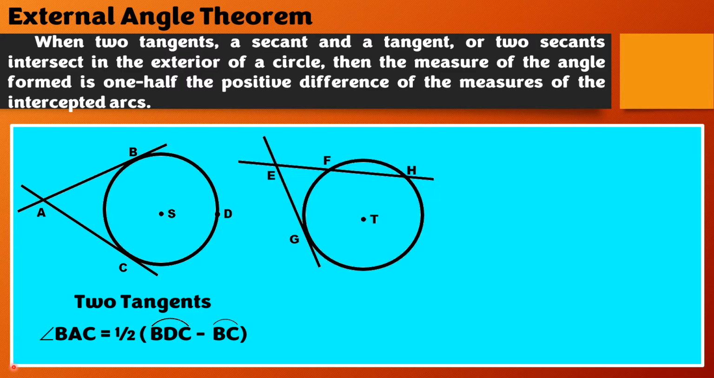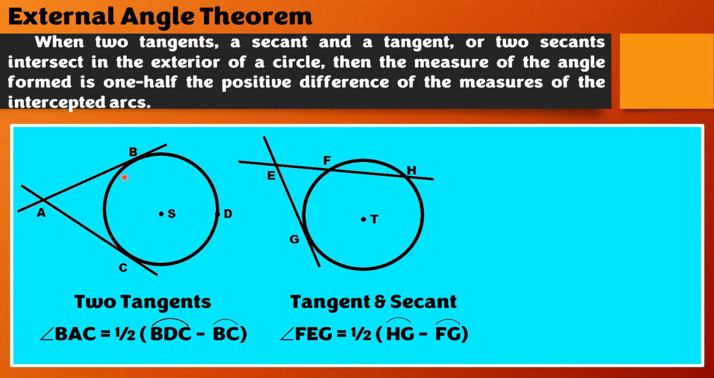Another illustration, we have circle T. As you can see in circle T, we have a tangent and a secant. The tangent line is line AG, the point of tangency is point G, and the secant line is line FH. So here, by applying the external angle theorem, angle FEG is equal to 1/2 times the measure of arc HG minus the measure of arc FG.